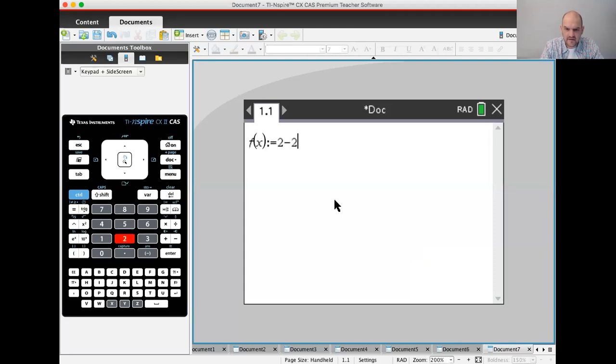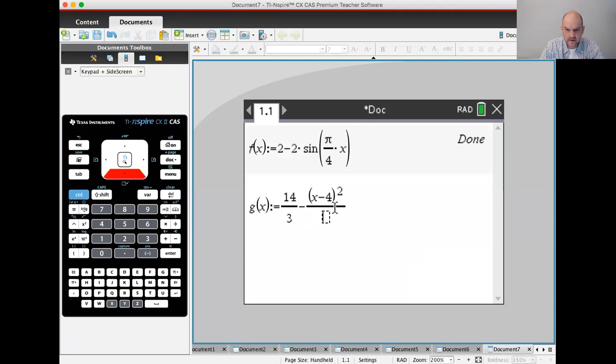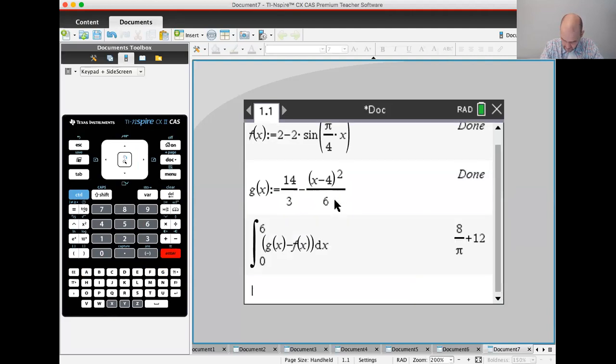So I'm in radians. That's a big thing. f of x is pi over 4 x, and g of x is going to be 14/3 minus the quantity x minus 4 squared over 6. All right, so the integral from 0 to 6 of g of x minus f of x, comma x from 0 to 6. 12 plus, yes, we got it.